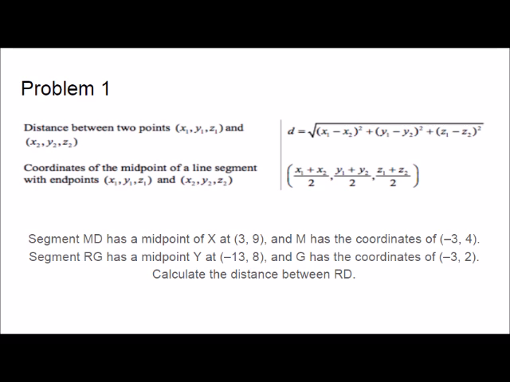So here with our first problem, we're trying to find the distance between 2 points. The problem says that segment MD has a midpoint of x at (3, 9), and M has the coordinates of (-3, 4). Now segment RG has a midpoint of y at (-13, 8), and G has the coordinates of (-3, 2). Now it wants us to calculate the distance between R and D.